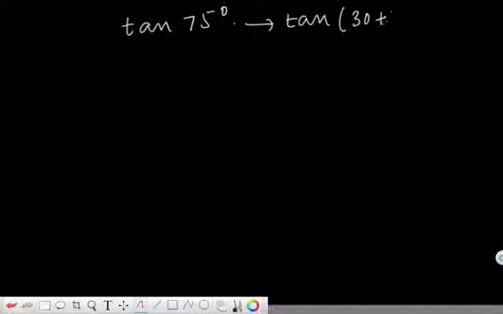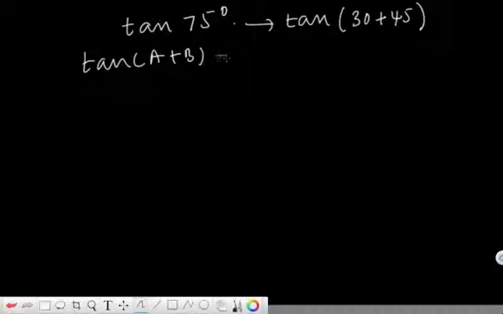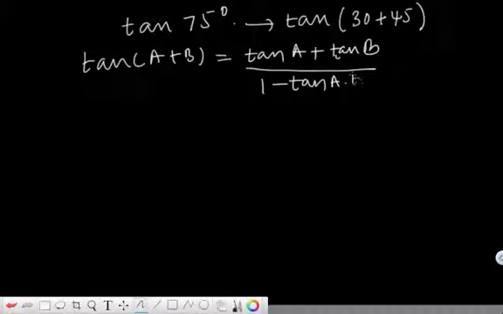Now let's work on the third problem, which is calculating tan 75 degrees. So tan 75 degrees can be expressed as tan of 30 plus 45, which is in the form of tan of A plus B, which is equal to tan A plus tan B by 1 minus tan A times tan B. This is our identity from previous lecture.